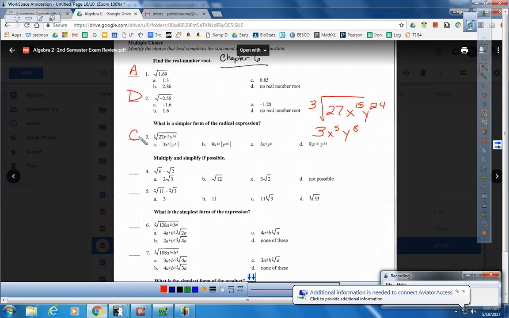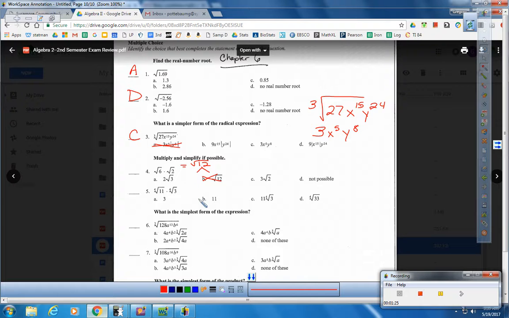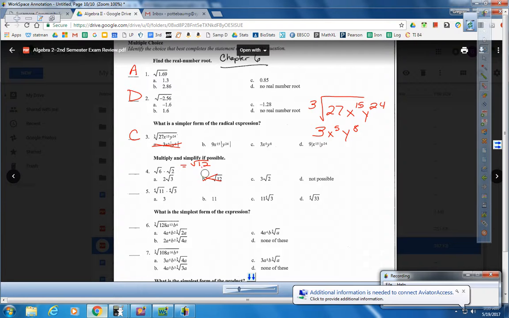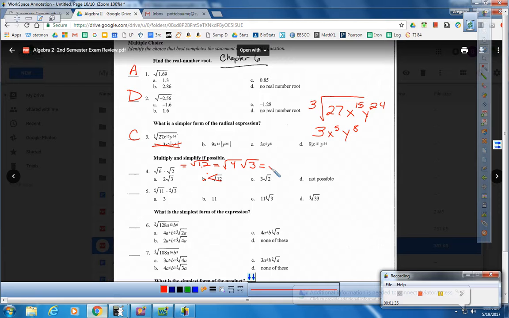Okay, not A. We don't have to worry about absolute value with that. Square root of 6 times square root of 2 is the square root of 12. And the square root of 12 can be broken down, so your answer is not B. Square root of 12 is 4 times 3, or we can make that the square root of 4 times the square root of 3. And we know that square root of 4 is 2. So that's 2 square root of 3. So that's A. If you have B, you just didn't simplify it enough.